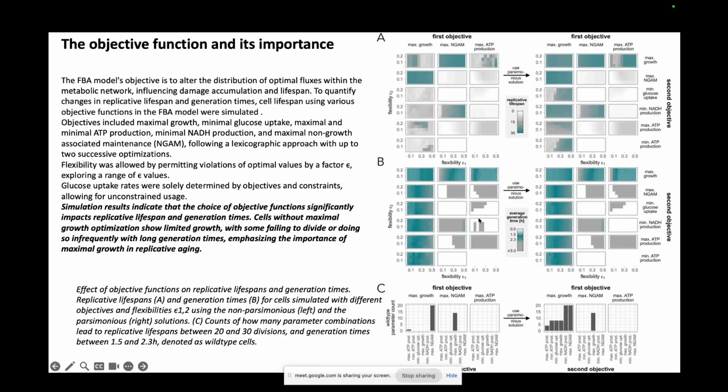So this is one type of objective function. This is your first objective, this is your second objective. So you're trying to maximize something. In the first one, you ended up maximizing this NGAM, which is basically non-growth associated maintenance. And for max growth you had maximum NGAM. For maximum NGAM you had maximum growth, but you could not do it for maximum ATP production.